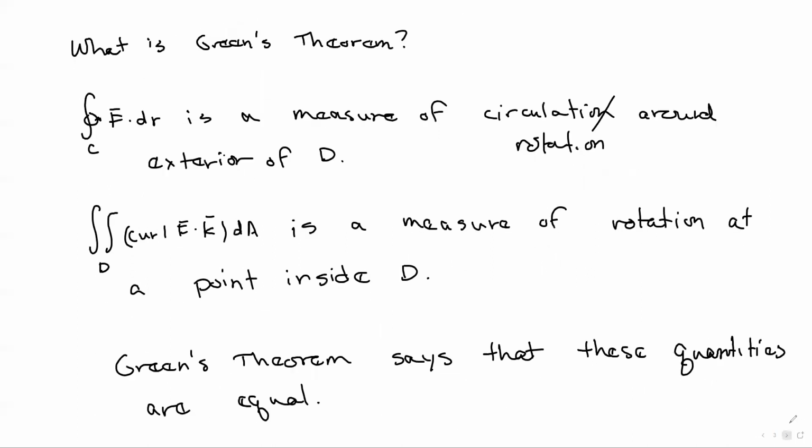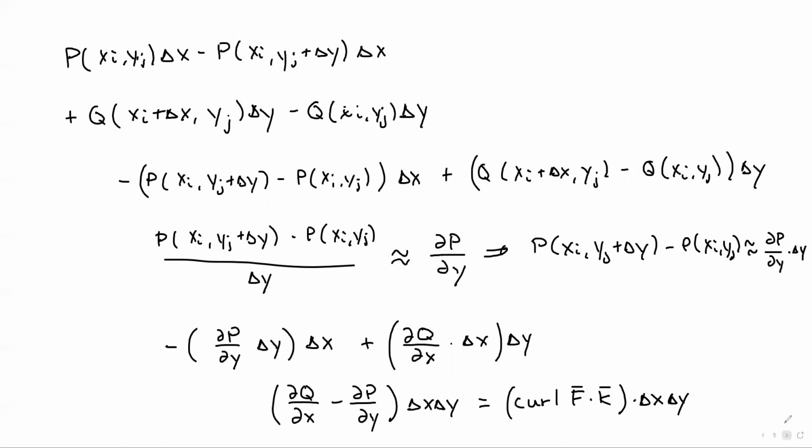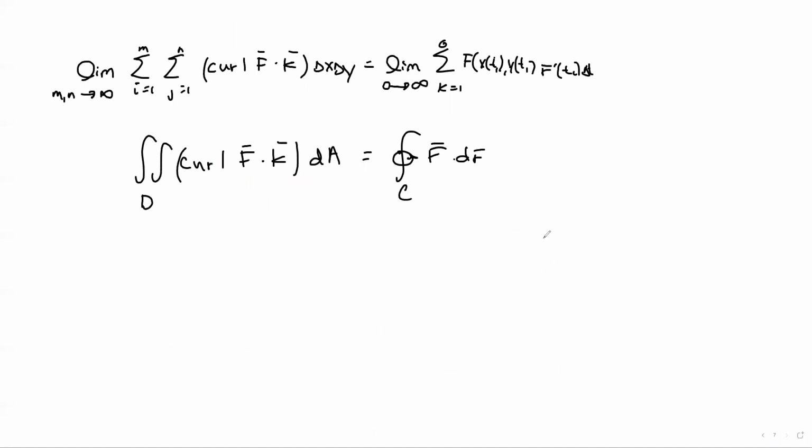And so that's why I wanted to show it to you, right? So again, if you litter all the inside with boxes, then the inside all cancels and you just get the exterior. Anyway, so that's why Green's theorem is true, right? So here are calculations on the interior, and then all the interior pieces cancel and we get our calculations on the exterior.